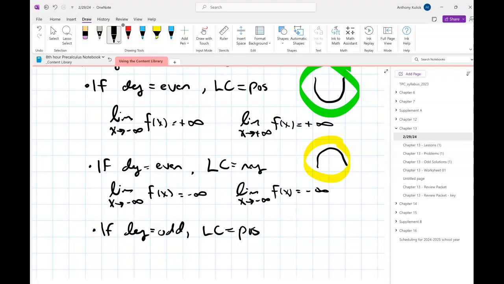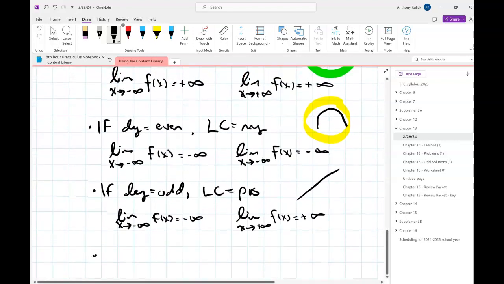So if the degree is odd and the leading coefficient is positive, the left end of our graph is going to point down and the right end of our graph is going to point up. What I remember here is just the graph of y equals x. That's an odd degree with a positive leading coefficient. I know exactly what y equals x looks like. I've been graphing that since middle school.